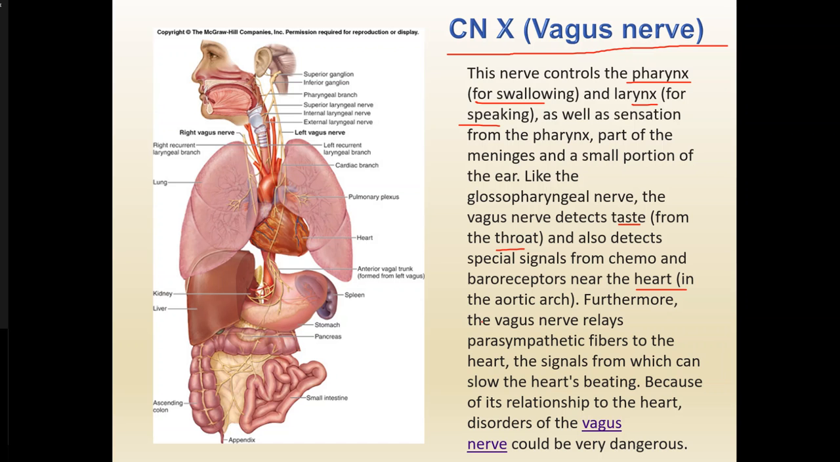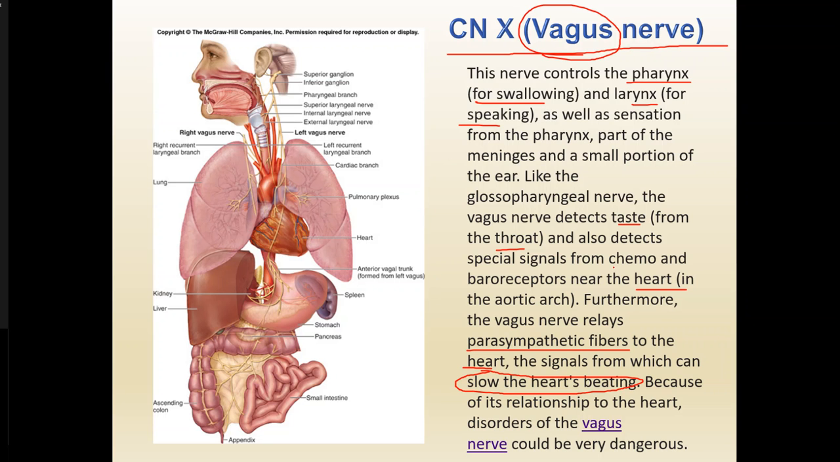So the vagus nerve releases parasympathetic fibers to the heart, and signals from this nerve will slow the heart's beating, will reduce the frequency of the heart beating. So this is your vagus nerve. Dysfunctions of the vagus nerve are pretty much very dangerous, okay, because of its connection with the heart, especially. It's a super important nerve. Typically, dysfunctions on this nerve could be fatal.